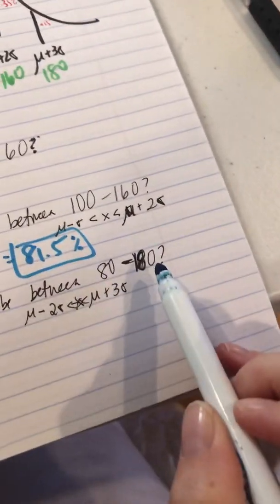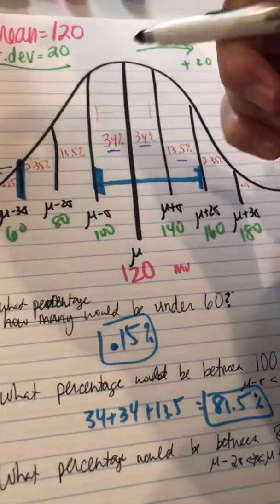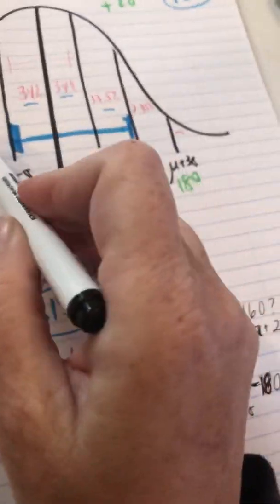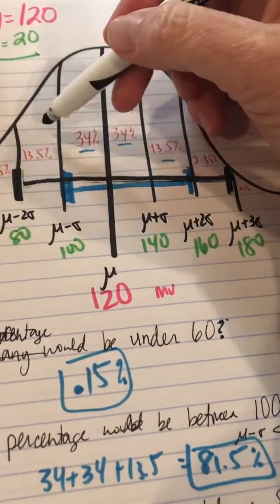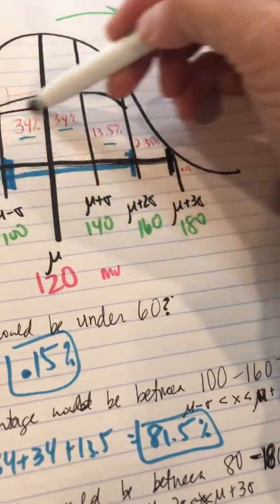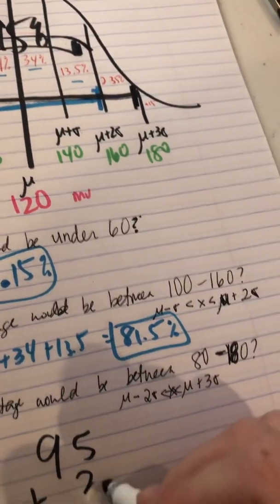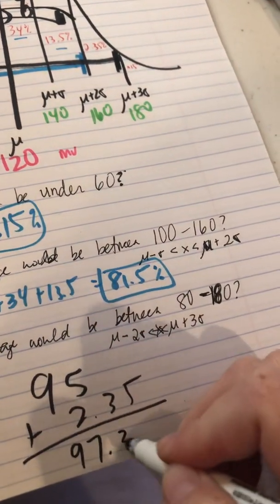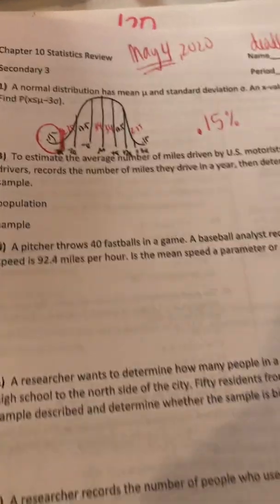Okay, and then the last one says, what percentage would be between 80 and 180? So let me get another color here to help us out. 80 to 180, so right here, all the way to over here. Now there's some cheats. You could say that's 68 and that's 95. So right here, we know this is from here to here. That's 95% of the data. So if I did 95 plus 2.35, I'd get 97.35%. Okay, so that was a little extra bonus there.